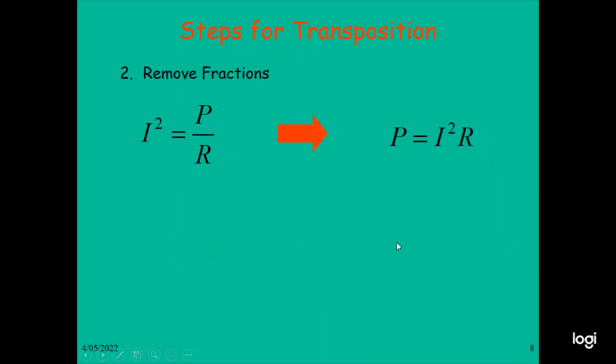Also, you have to remove the fraction. I squared equals P by R. In this case, to remove the fraction, R is multiplied to this side. P equals I squared R. P equals V squared by R. So in this case, R is cross-multiplied to this side. So V squared equals P R.